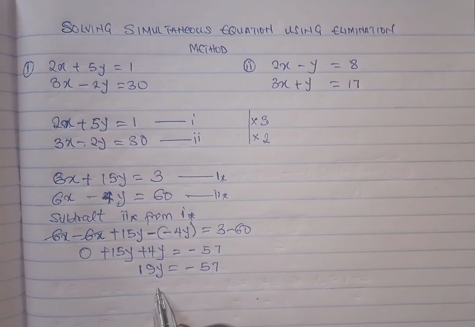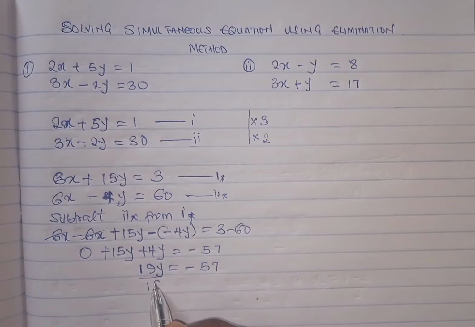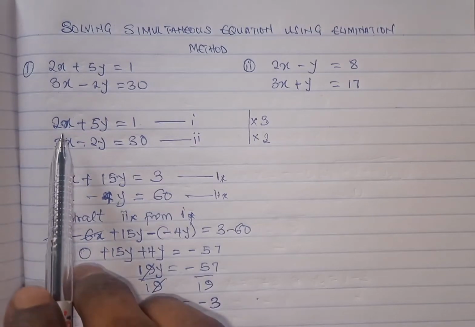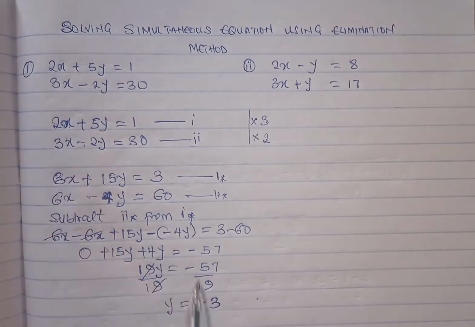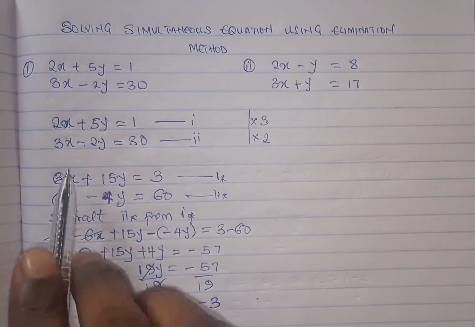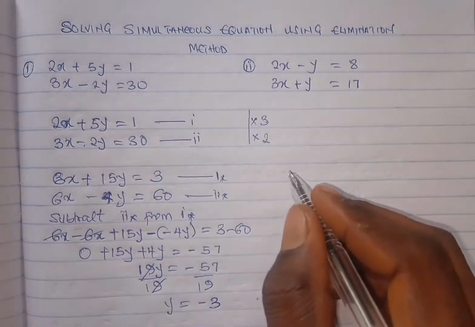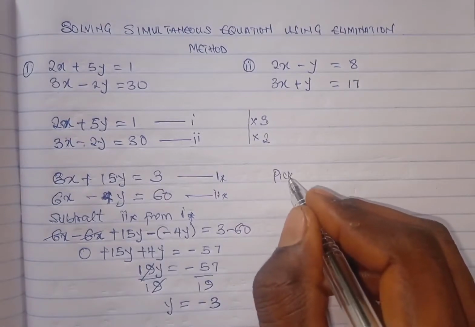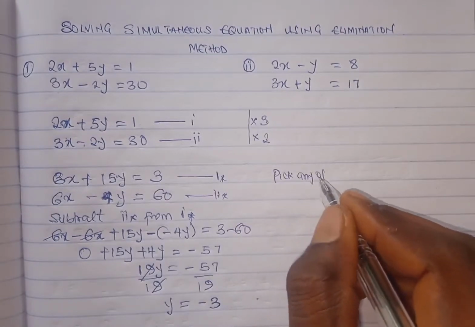So from here, what you simply do is divide both sides by 19. So your y will be equal to minus 3. Now you've gotten your value of y. For you to get your value of x is just simple. You simply pick any of the equations.